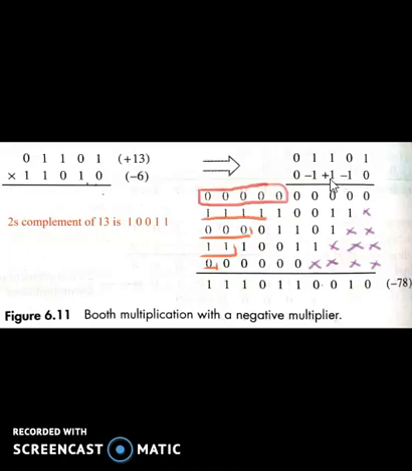So plus 1 multiplied with plus 13 generates a plus 13 result. So we have to write this multiplicand as it is, 0 1 1 0 1. So this is plus 13, and this bit is 0. That's why we fill the remaining positions with zeros. So 3 zeros are there.